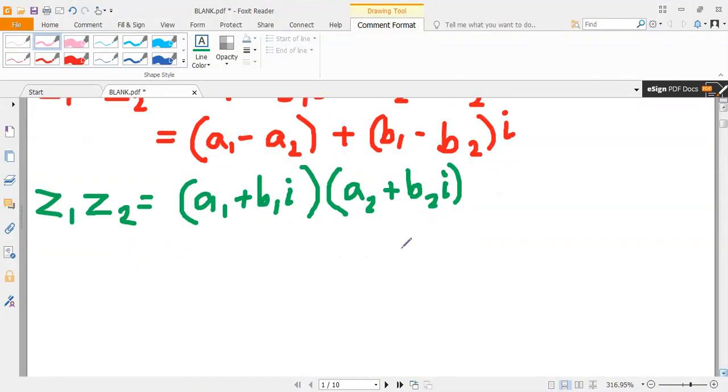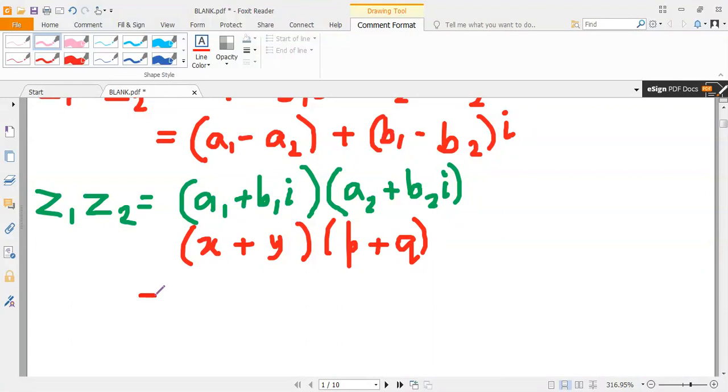Now let's consider them to be a very normal algebraic expression. Let's say it was something like x plus y times p plus q. What would we have done? We would have multiplied them, or what you can do is you can write x and then you take a bracket and then you write p plus q.